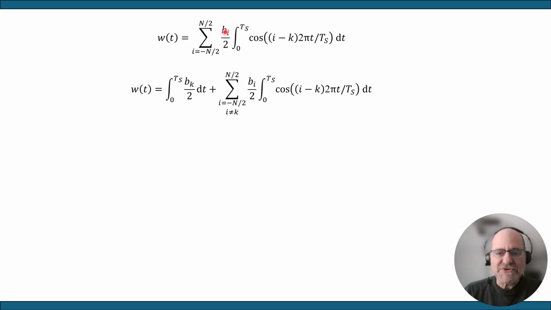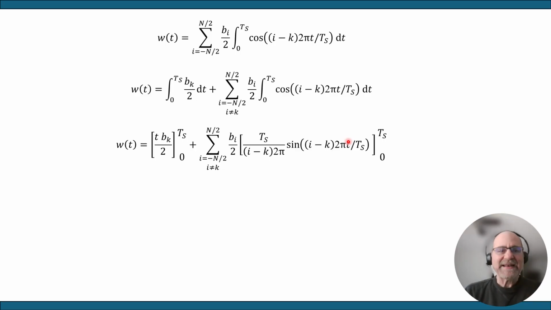So here you see a summation with n plus 1 terms. We're going to separate the term at i equal k. The term corresponding to i equal k will be taken off the summation and will become this term here, that is the desired component that we're trying to demodulate. And then this summation now contains only n terms, each of them consisting of the product of the bit for the corresponding branch, and then this integral between 0 and Ts of the cosine at the frequency given by i minus k times 2 pi divided by Ts.